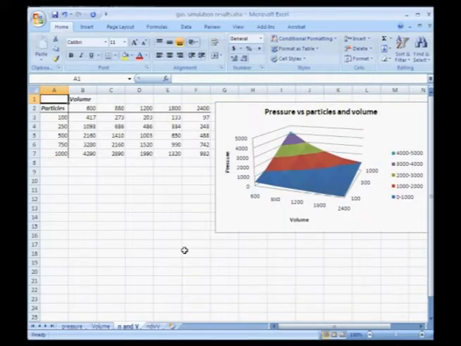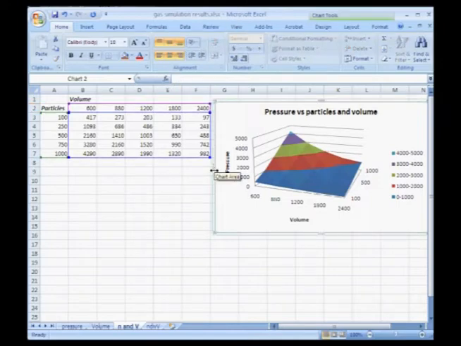Okay, here are the data all keyed in. I simulated pressure with five different numbers of particles, 100, 250, 500, 750, and 1000, and at five different volumes, 600, 880, 1200, 1800, and 2400. Next to the data is a 3D plot showing how volume and particle number together affect pressure on the vertical axis. This is still too complicated though.